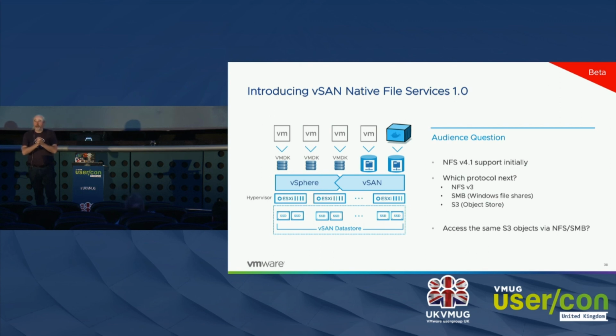But I do have a question for the audience. Out of the 3 protocols that we might do next here, NFS version 3, SMB or Windows file shares, or S3, just with a show of hands, who would prefer to see NFS version 3 next? 1, 2 maybe, okay. How about Windows file shares on vSAN? Quite a few of you, yeah. And then finally, who would be interested in an on-prem S3 object store? A few of you, so it looks like Windows file shares here.